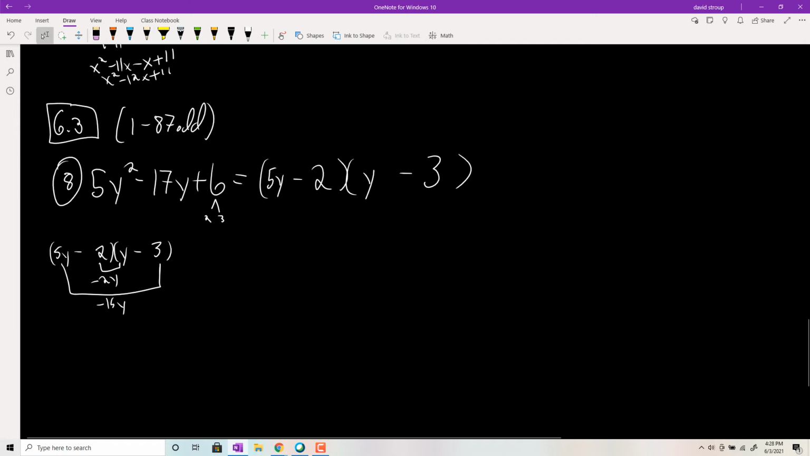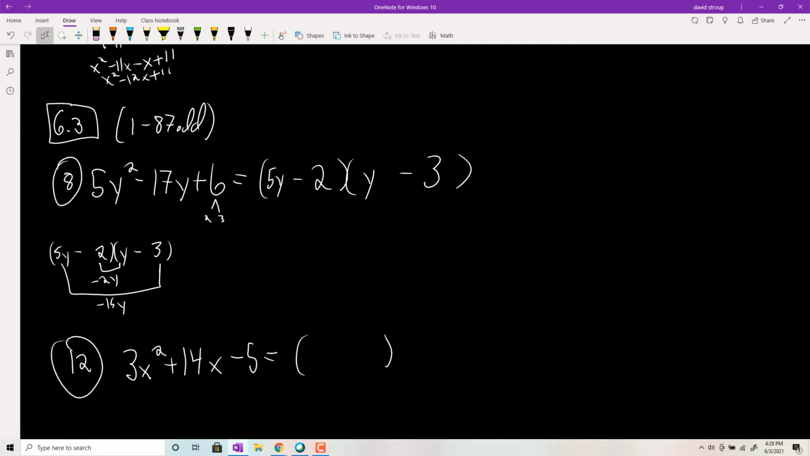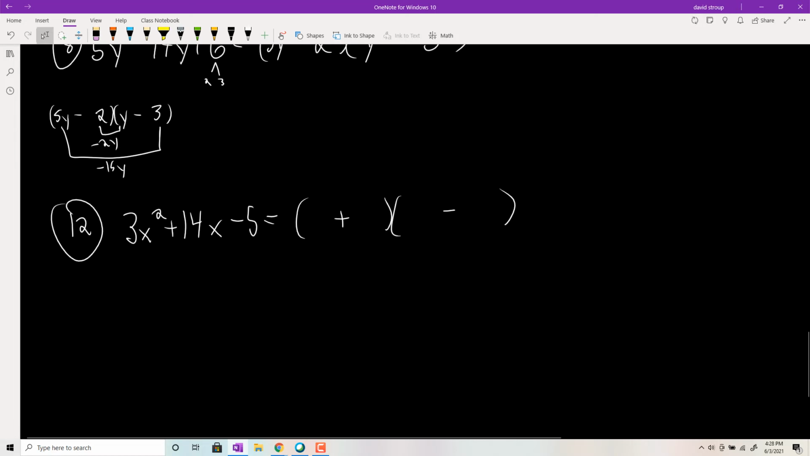Let's get another one. So one of these, like number 12, we have 3x squared plus 14x minus 5. So this one's a little harder when you have opposite signs. This will be plus minus, and there's less you can really fill in, right? But anyways, let's come down here and see what we got. So it has to be 3x and x, regardless of the signs. Let's just put plus minus.